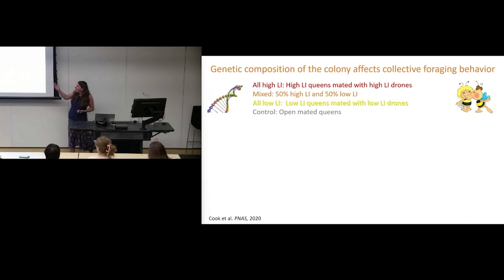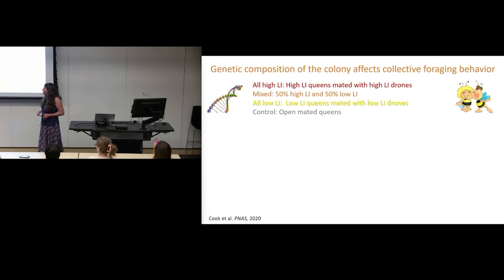So we created colonies from hyali queens that were mated with hyali drones, lowali queens that were mated with lowali drones, and then we also created mixed colonies that had workers that came from these yellow queens and workers that came from those red queens, and put them together. And we asked how well they find food. And then we had the control of basically queens that got to mate with whoever they wanted. And so this is what we found.